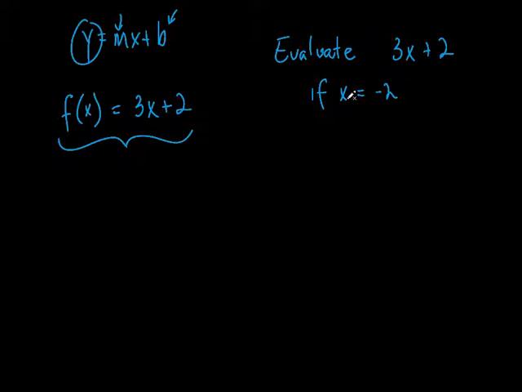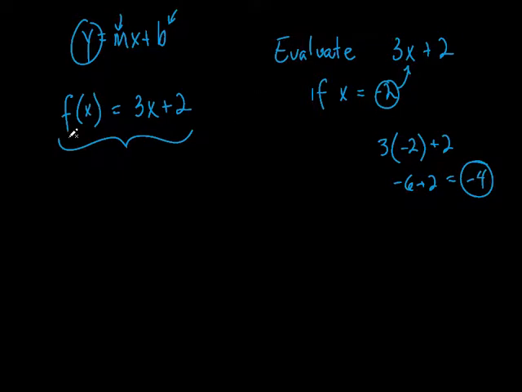Okay. What if we had stuff like this? What does that mean? Evaluate this thing if x equals negative 2. Well, we take negative 2 and we just substitute it in for this. So it's 3 times negative 2 plus 2. That's negative 6 plus 2, which is negative 4. So if I evaluated this, we come out to negative 4.